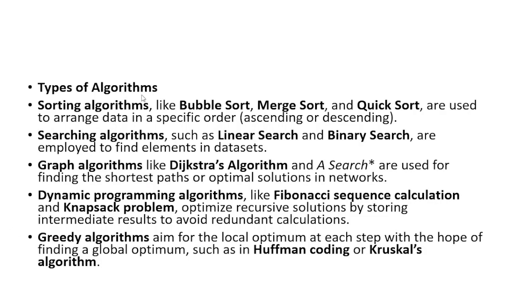There are various types of algorithms. Sorting algorithms can be bubble sort, merge sort, quick sort. Then there are various searching algorithms, which can be linear search, binary search. Then we have graph algorithms, Dijkstra's algorithm, A star search algorithm. Then we have dynamic programming algorithms like Fibonacci sequence calculation, knapsack problem. Then we have greedy algorithms, Huffman coding, Kruskal's algorithm. All these come under greedy algorithms. These we are going to see in our forthcoming units also.